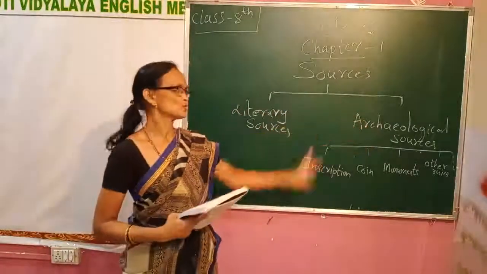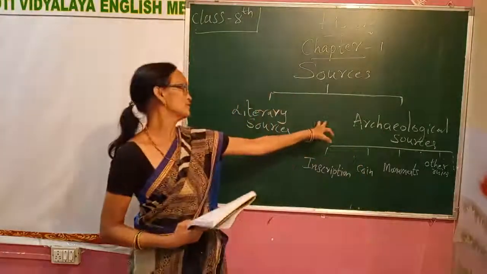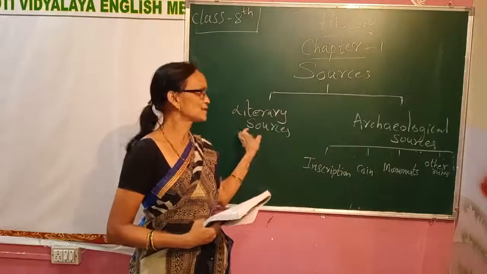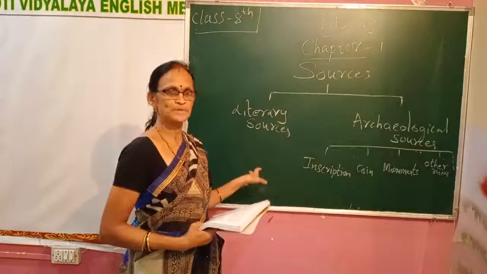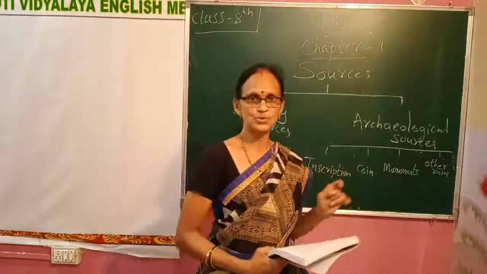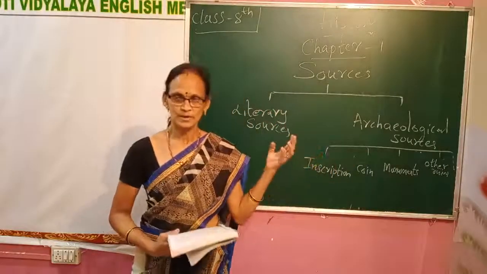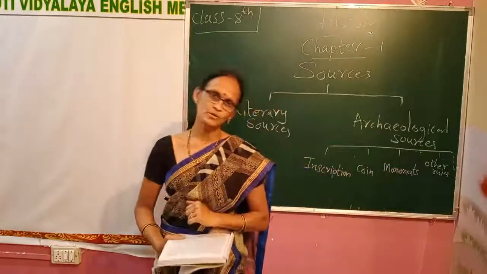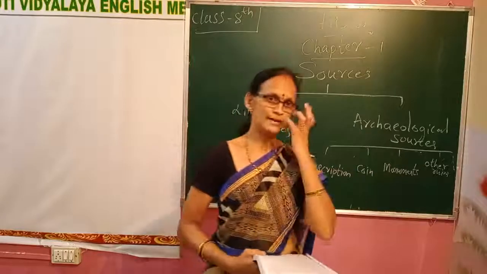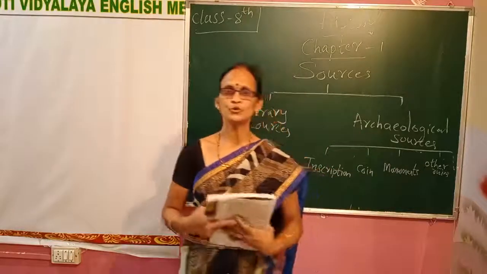History class, sources. In the last class, we studied the sources of history, that is literary sources and archaeological sources. In literary sources, there are two types, written sources and oral sources. And in written sources, there are native sources and foreign sources. I think I explained all that. I think you have gone through the lesson. Yes? Did you go through?